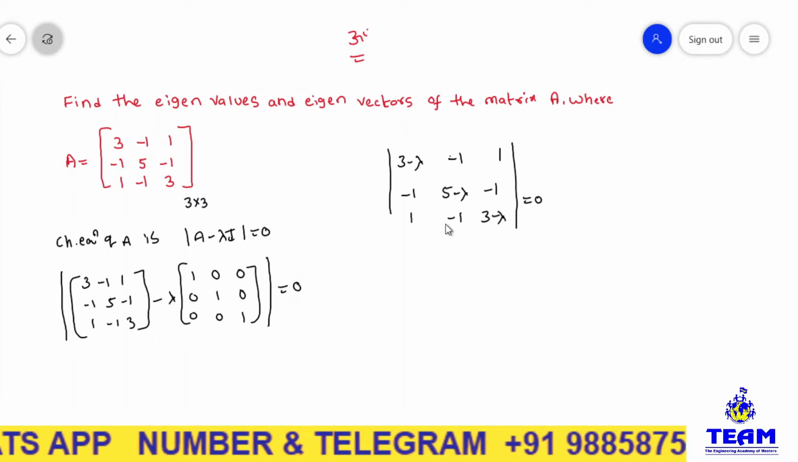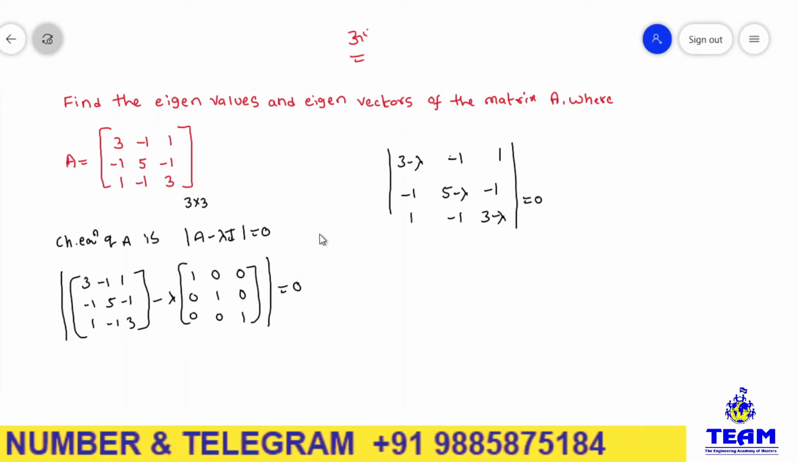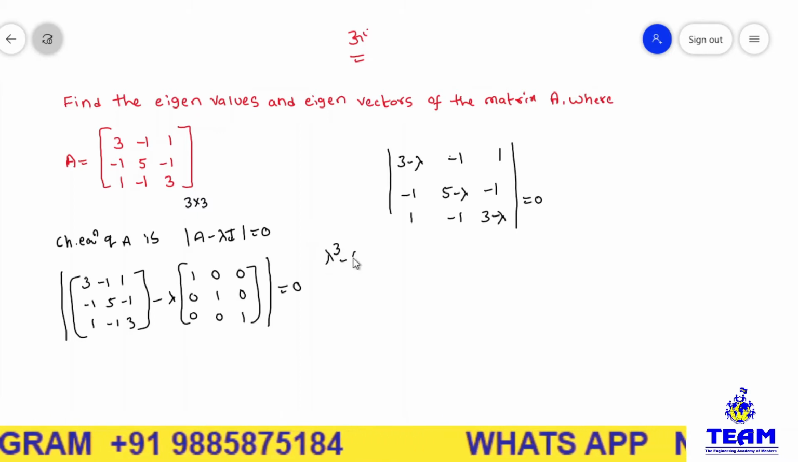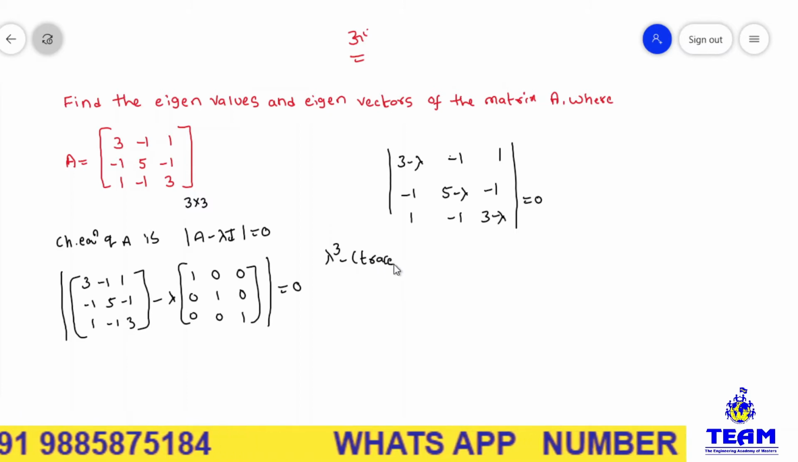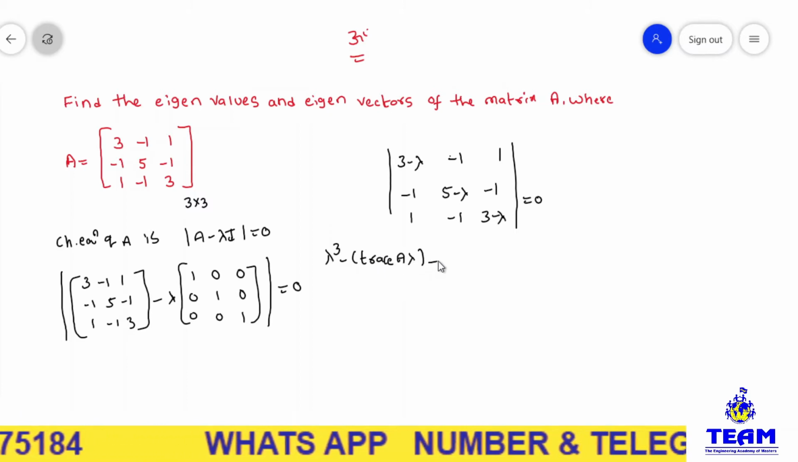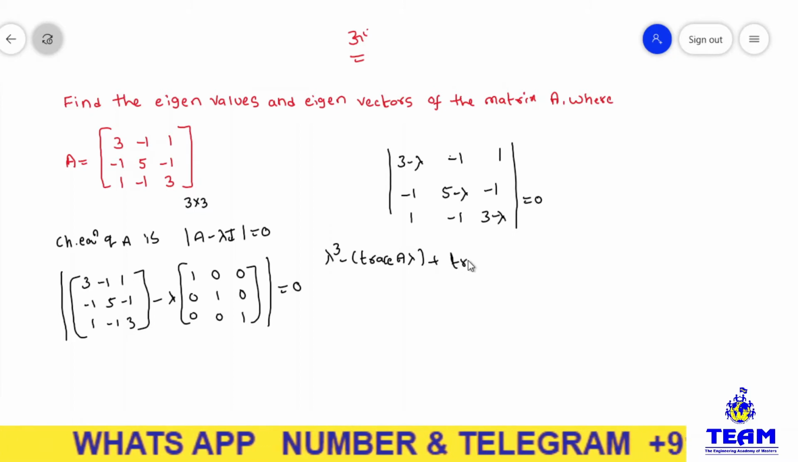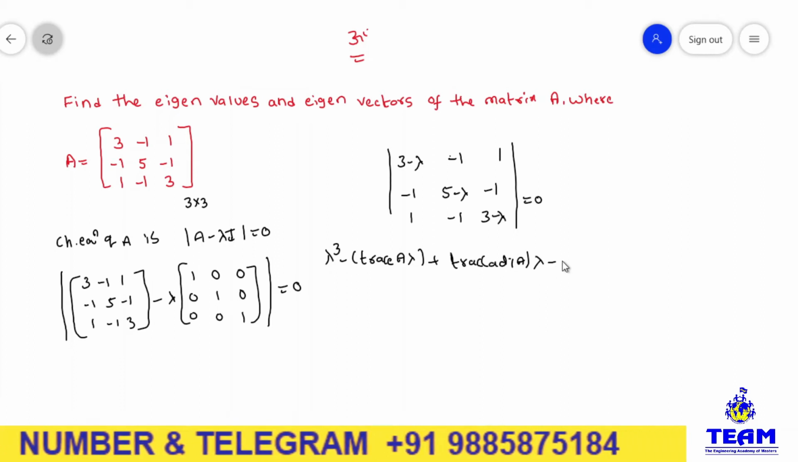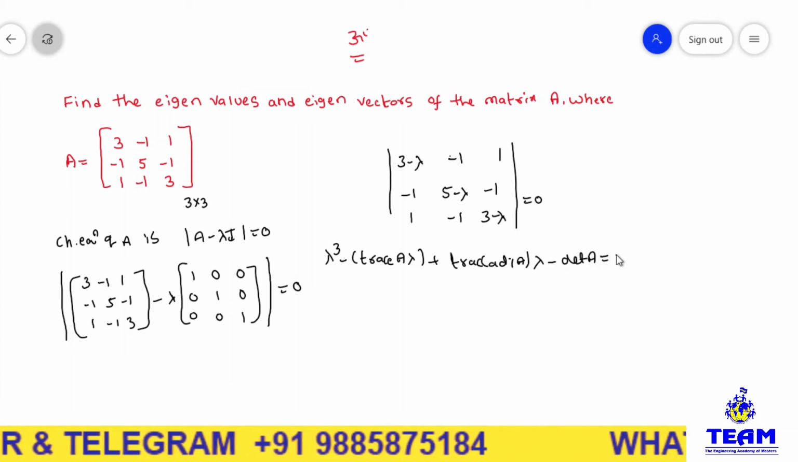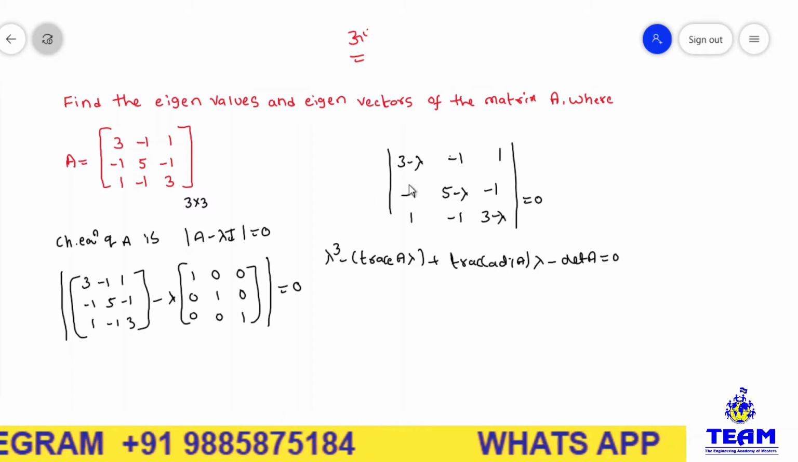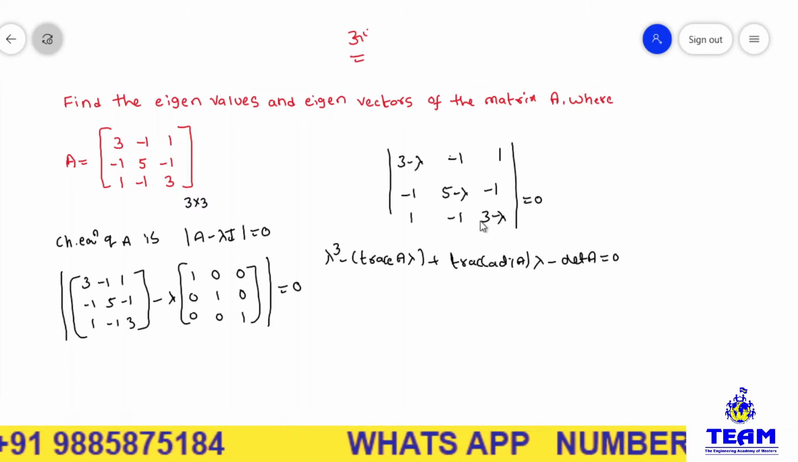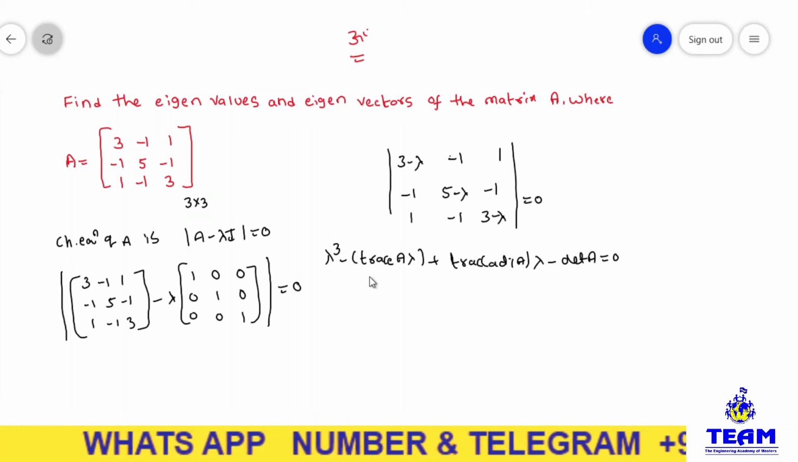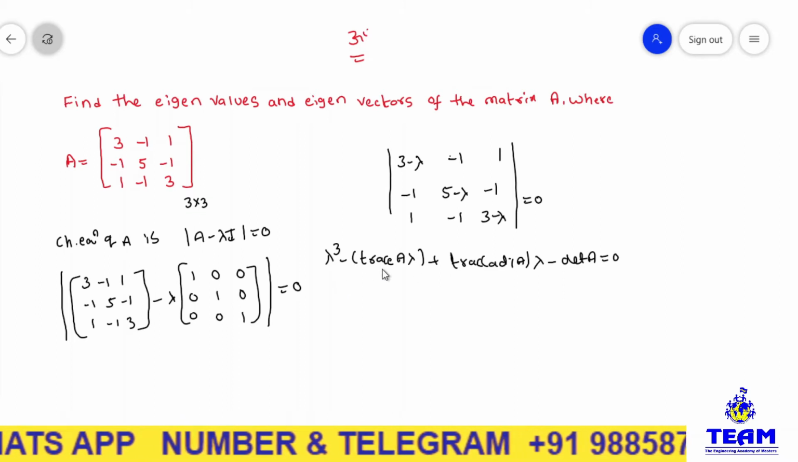I am using a calculator to find this determinant. How can I use it? Friends, we have a formula: lambda cube minus trace A into lambda squared plus trace of adjoint A into lambda minus det A is equal to 0. Otherwise you can simplify by the determinant method, 3 minus lambda into 5 minus lambda into 3 minus lambda, like this. Or else you can do it in this method. This method is very easy friends. Now I am using this method.